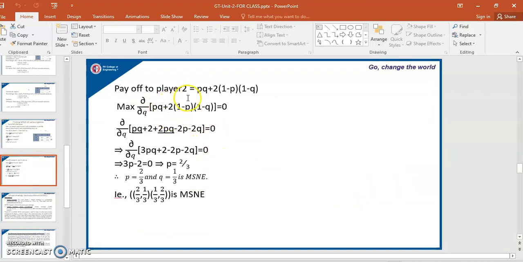Now, the payoff to player 2 is equal to P into Q plus 2 into 1 minus P into 1 minus Q, and this player also wants to maximize his payoff, since Q is in his hand. So, if we take the partial derivative with respect to Q and equate to 0, we see that P equals 2 by 3 is the best response for player 2. Therefore, P equals 2 by 3 and Q equals 1 by 3 is a mixed strategy Nash equilibrium of the BOS game.